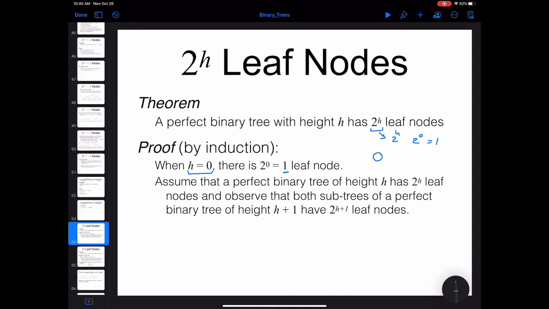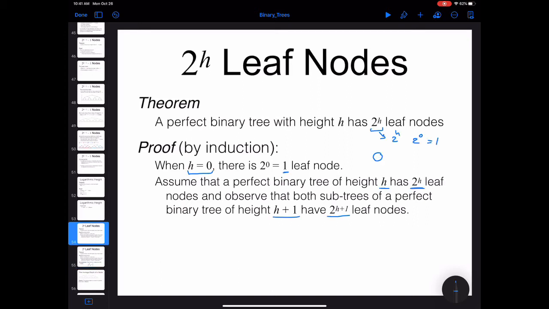And now I'm going to prove it for the inductive step. The inductive step is that I am assuming that the formula is correct for all trees of height h. I'm going to prove that the formula is also correct for perfect binary trees of height h plus 1. So this is a part of our assumption. We assume a perfect binary tree of height h is going to have 2 power h leaf nodes. I am going to prove that a perfect binary tree of height h plus 1 is going to have 2 power h plus 1 leaf nodes.